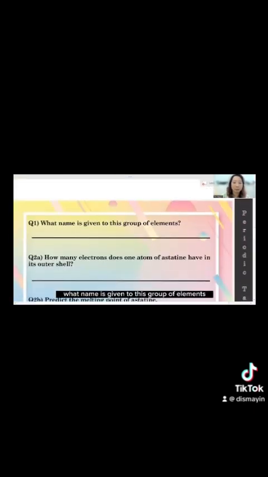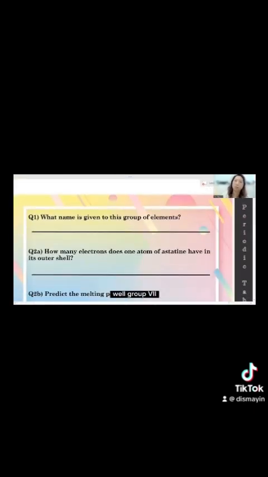The first one, what name is given to this group of elements? Well, group 7, they have their own names and they are called the halogens. I'm sure you also know that the different groups have their names, like we have the unnumbered group, which is basically the transition metals. Group 1s will be known as the alkali metals. Do learn and remember their names because this is almost like a free mark.